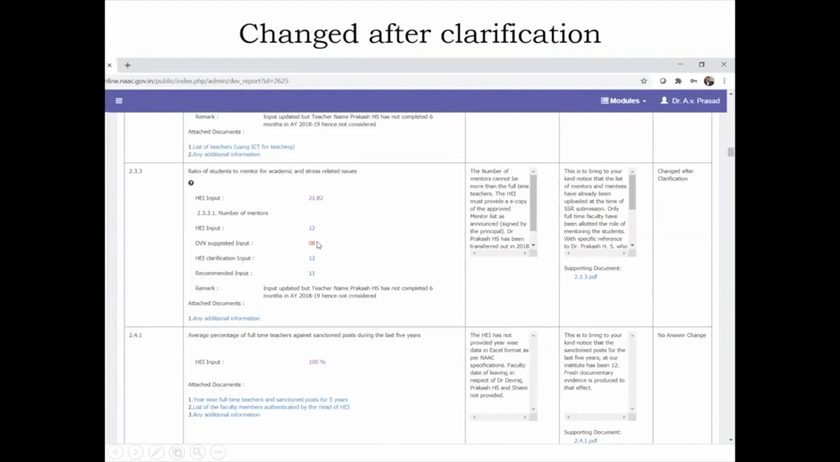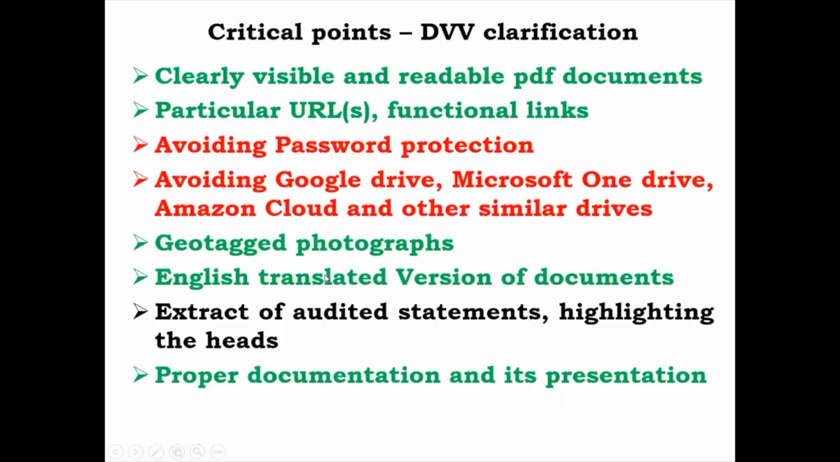That means change after clarification: the values here have either increased or decreased after the clarification given by the HEI. The recommended input by the DVV is initially not accepted, and the input given by the HEI initially is also not accepted.